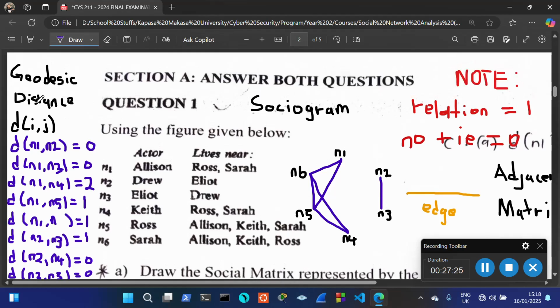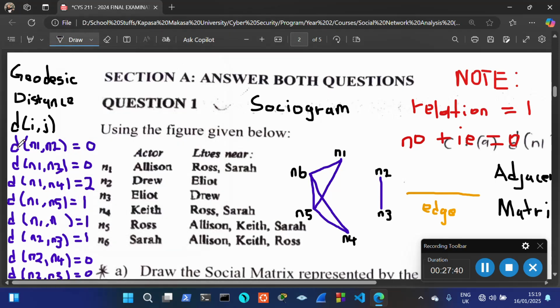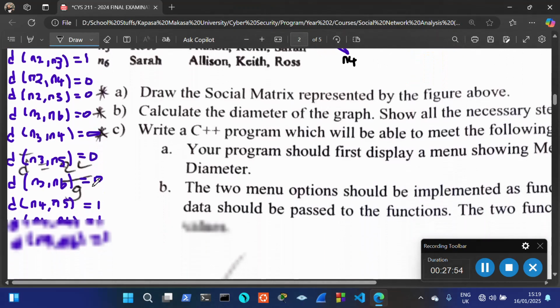Now I'm sure by definition you understand it. The question was saying we need to determine the diameter. The diameter is the longest geodesic distance. In this case, the geodesic distances have been found, so we need to find the longest one. The longest one is 2, because we have zeros and ones, and the longest one is 2.